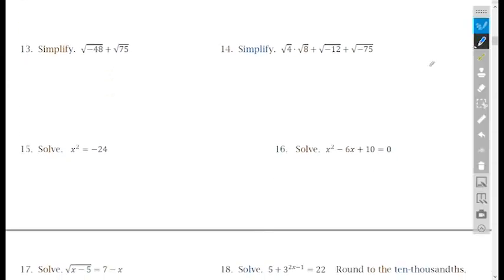Okay, so simplify the square root of negative 48 plus the square root of 75. Okay, so the square root of negative 48, we would simplify that. So we need a perfect square that goes into 48. Okay, so I think 16 goes into it. It does. So 16 and 3.